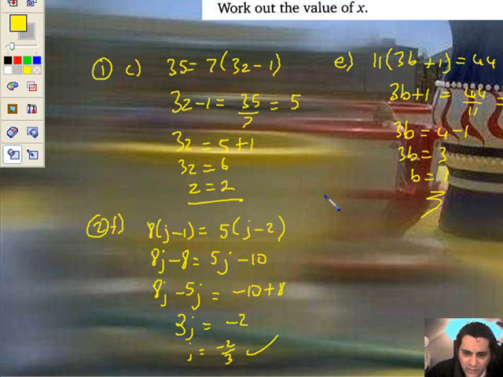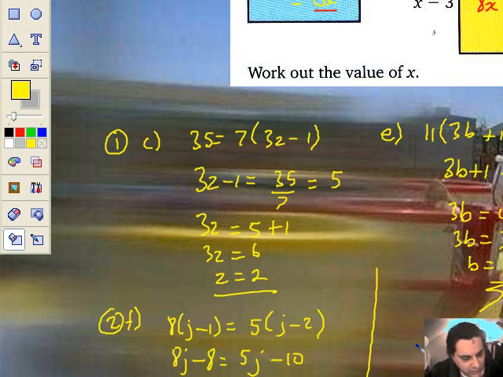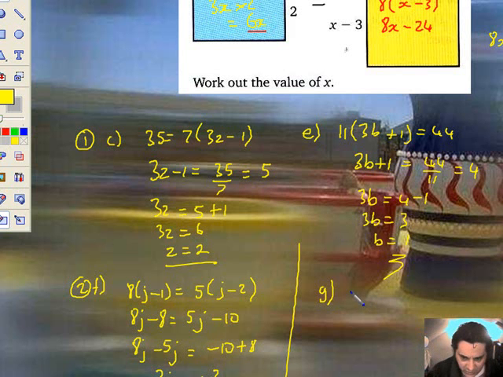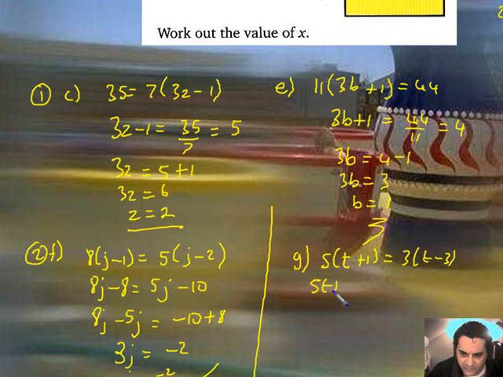I might have space for one more actually, so I'll try and fit it down here and see how it goes. I just did F. I suppose if I do G, that's the hardest one, so I think I'll do that next door right now. So this is G, and hopefully it will fit and I won't crash into this little screen over here. Right, 5 open bracket t plus 1 is like saying 3 multiplied by t minus 3. Bust it all open. 5t plus 5 equals 3t minus 9.